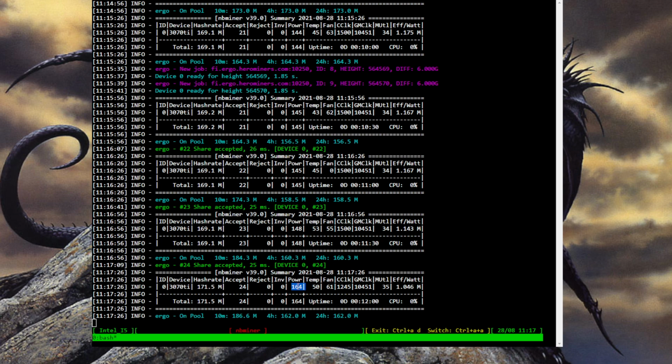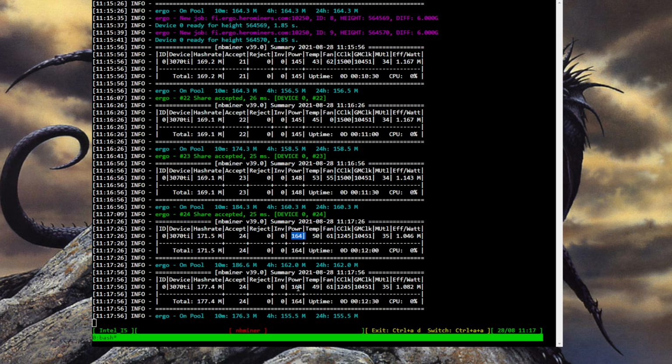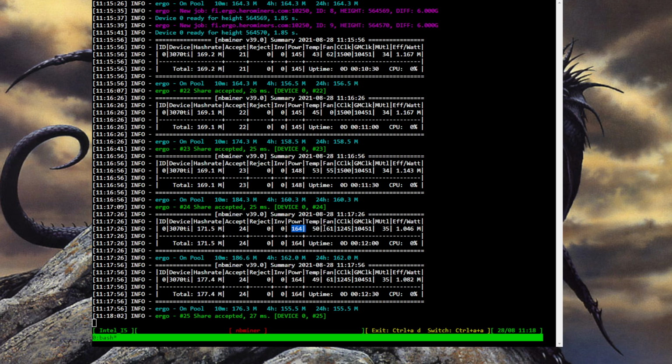And just remember, this is the power from the miner and not from the wall. So if you put this in a calculator, you will get it wrong. You will have less power consumption in the calculation than what you really have. Nvidia is a little more correct, if you can say so, in the miner than AMD is.